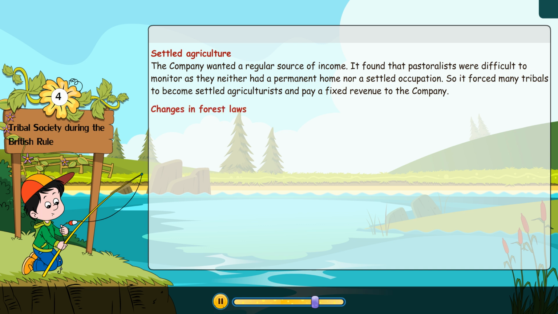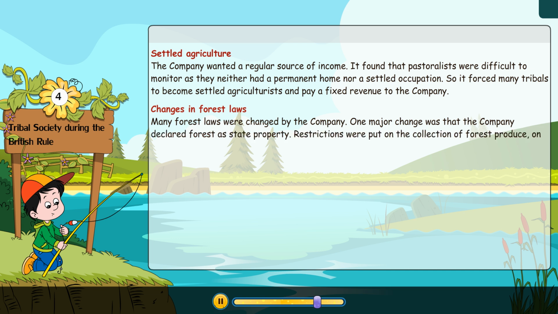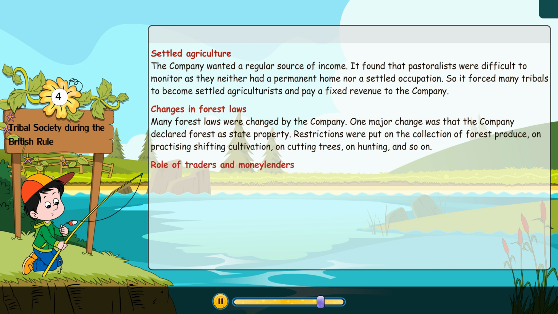Changes in forest laws. Many forest laws were changed by the company. One major change was that the company declared forest as state property. Restrictions were put on the collection of forest produce, on practicing shifting cultivation, on cutting trees, on hunting, and so on.